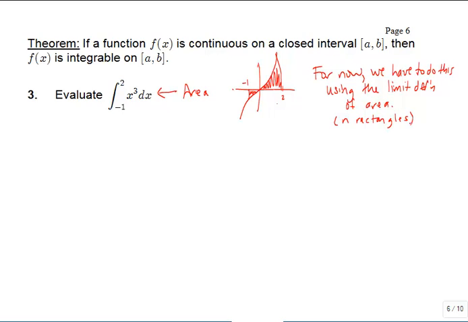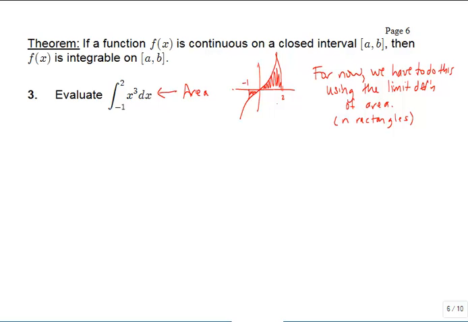So that's that long, tedious process where you find those n rectangles. You get to choose what sort of endpoints you want to use. You have to figure out your partition and your widths, and then you have to plug it all in into that limit of the sum. Now we'll eventually learn a shortcut, but for now we have to use that limit definition of the area because that's all we know so far.